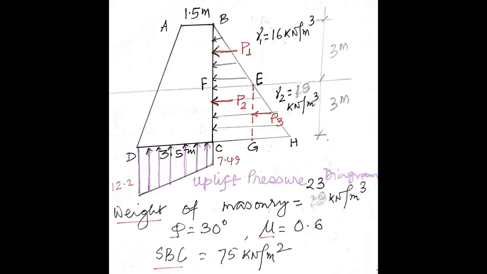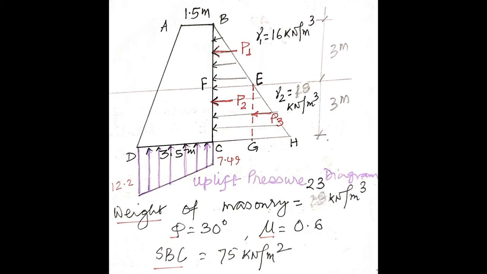Okay, let us have a look at the problem. One retaining wall has been shown in the diagram. Its top width is 1.5 meter, bottom width is 3.5 meter. The total height of the retaining wall is 6 meter. The soil has been up to 3 meter from the top.